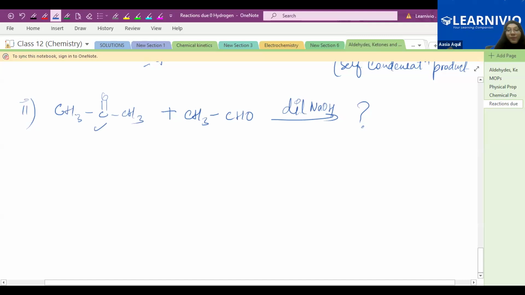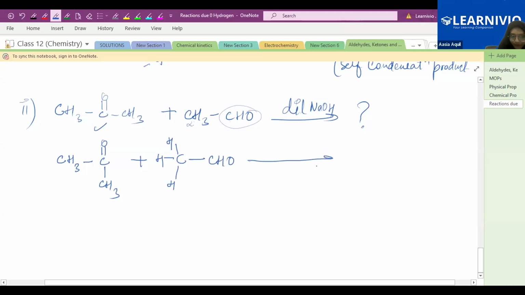No need to write down the proper mechanism, but understanding the mechanism is very, very important. You should know the mechanism. So what you're supposed to do, just write down this ketone like this, CH3, CO, CH3. This is your ketone. Now this is your aldehyde group, CHO group. The CHO group is attached to this carbon, so this is your alpha carbon. So you will write the alpha carbon and the alpha hydrogen like this, 3 hydrogen. The molecule is same, but the way of writing is different.